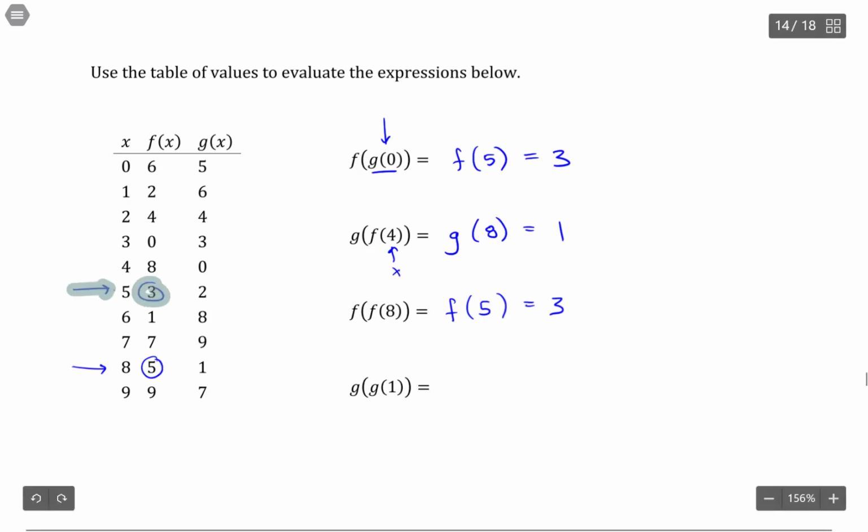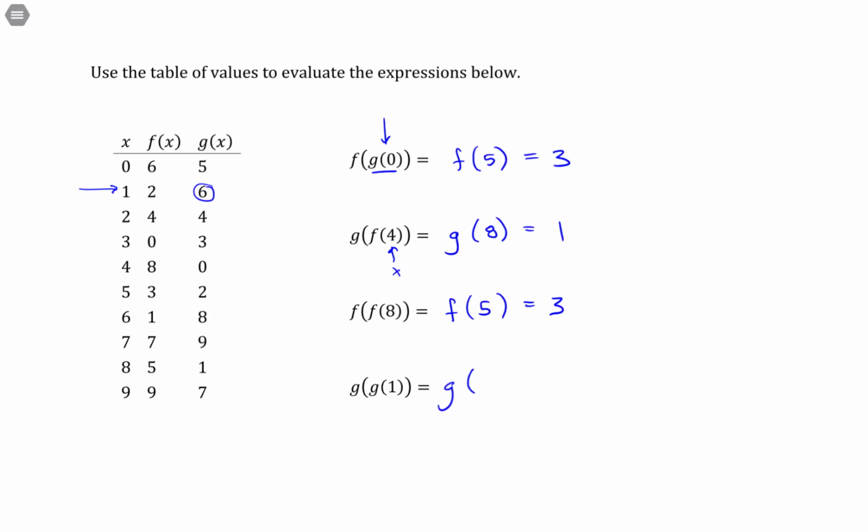Lastly, g of g of 1. So g of 1, I find where x is 1, and that function g evaluates to 6. And then I need to take 6 and find out where g evaluates to, and that's now at 8.